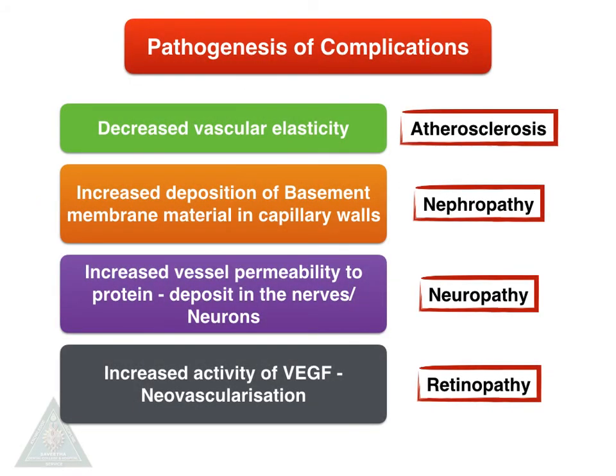Coming to the pathogenesis of complications of diabetes mellitus. For atherosclerosis, the macrovascular disease, the decreased vascular elasticity is the reason. For nephropathy, increased deposition of basement membrane material in the capillary wall is the main cause. For neuropathy, increased vessel permeability to protein that will deposit in the nerves and neurons.